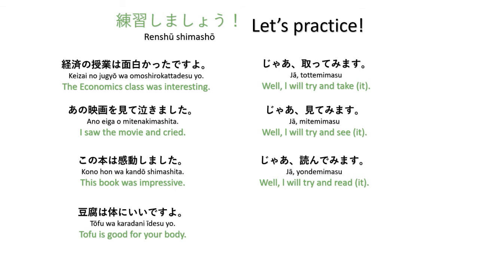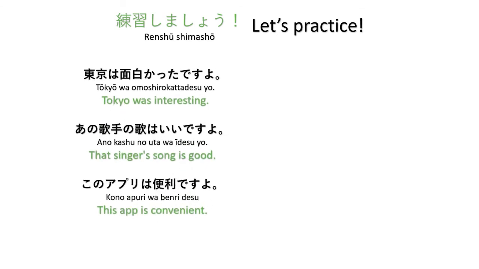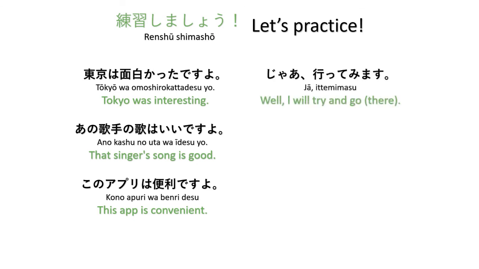Next, 豆腐は体にいいですよ. So we're talking about food, so we use 食べる. じゃあ、食べてみます. Well, I will try and eat tofu. Okay? And for the last set, 東京は面白かったですよ. Tokyo was interesting. So here we're talking about a place, so the verb we use is 行く. じゃあ、行ってみます. Well, I will try and go there to Tokyo.